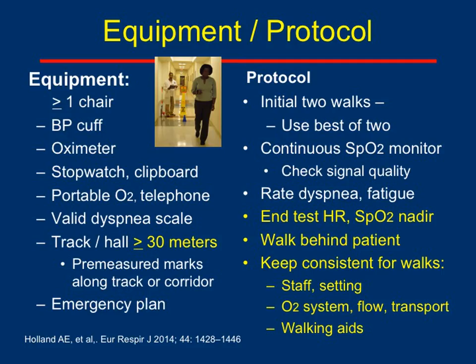So it should be pre-measured. Big emphasis on accuracy. You're not eyeballing the distance they walk. You really want an accurate measurement of the corridor that you're using, please. The 6-minute walk test should be as reproducible as a pulmonary function test. So that's the underlying principle. And then an emergency plan if the patient deteriorates.